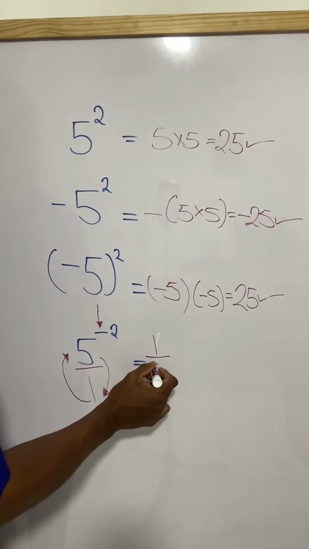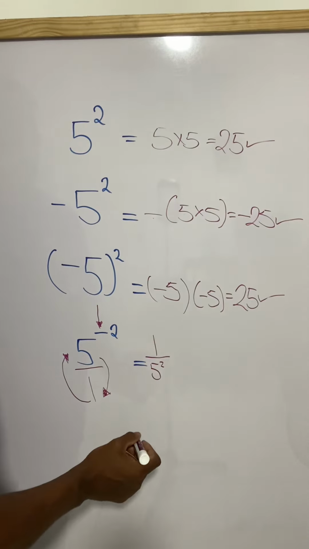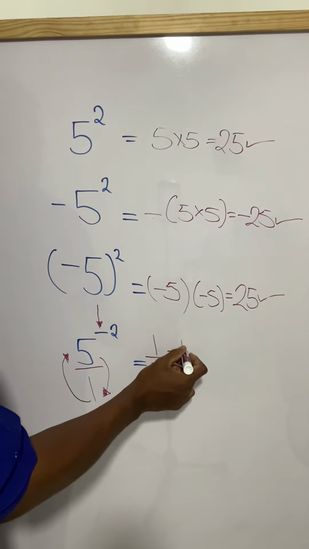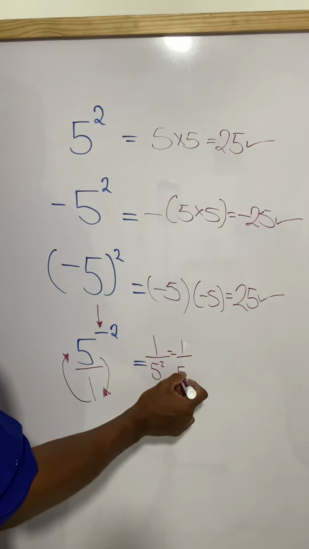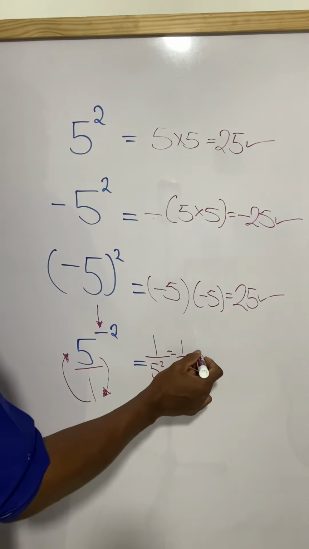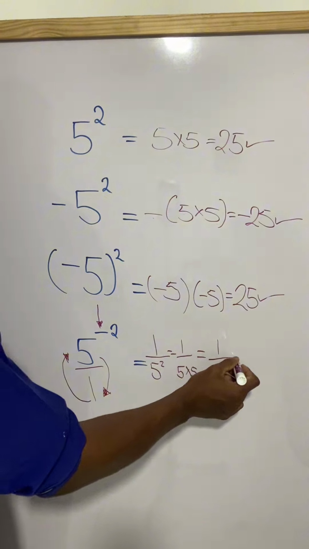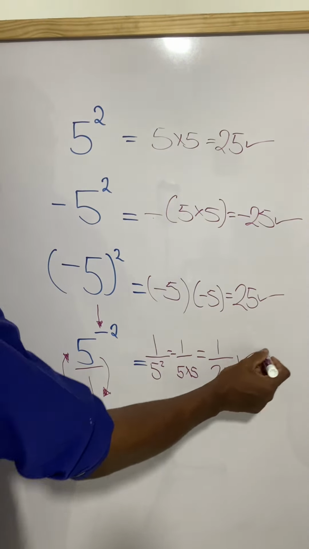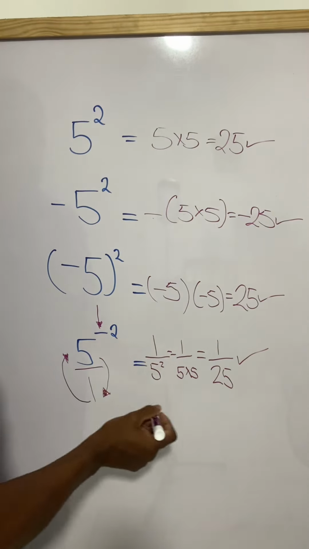Hence, I'm going to rewrite my fraction as being 1 over, 5 is now on the bottom, and now I always write the power positive, so 1 over 5 squared. And I know 5 squared means 5 multiplied by itself, and 5 times 5 gives us 25. Hence, 5 to the power negative 2 is 1 over 25.